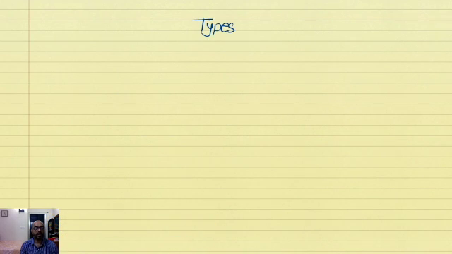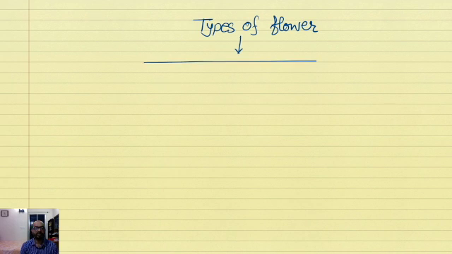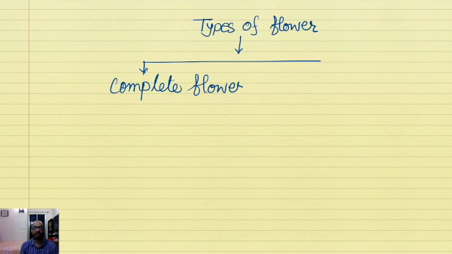Hello viewers, today I will discuss different types of flowers and the structure of a complete flower. First of all, types of flower. There are mainly two types of flower: one of them is complete flower, and another one is incomplete flower. On the basis of the different whorls of a flower, there are mainly five whorls of a complete flower.